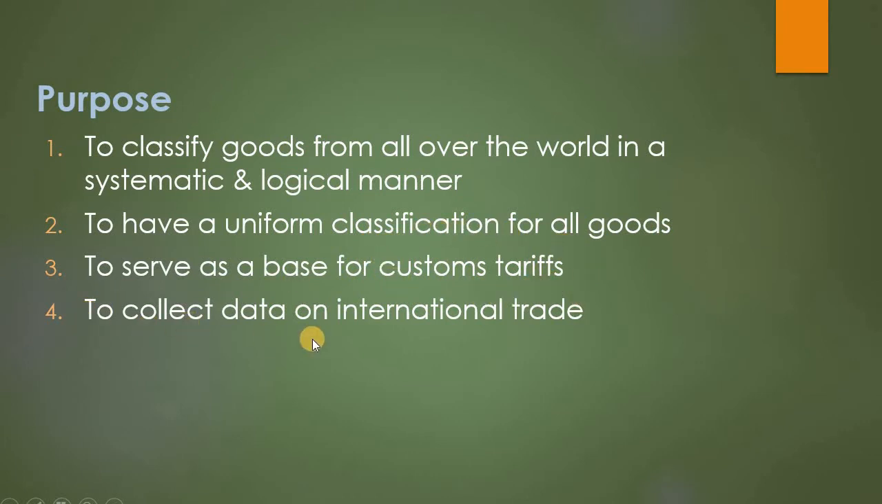Then the fourth one, to collect the data on international trade. Another purpose is to have clear-cut data on international trade with regard to various goods. For example, if you want any information regarding agricultural goods, you can have clear-cut information because there is an HSN code for the agricultural items. If you want any information regarding information technology or software related products, you have the information. So it is easy to collect the data on an international basis.